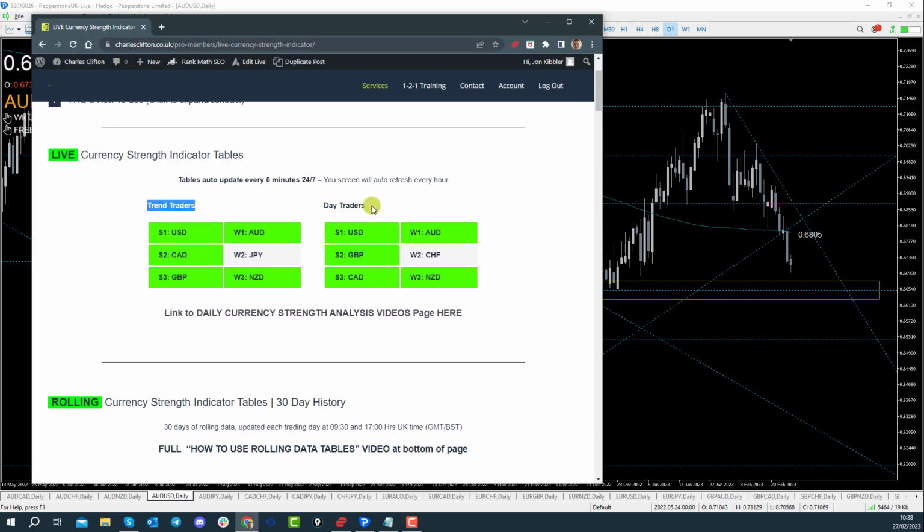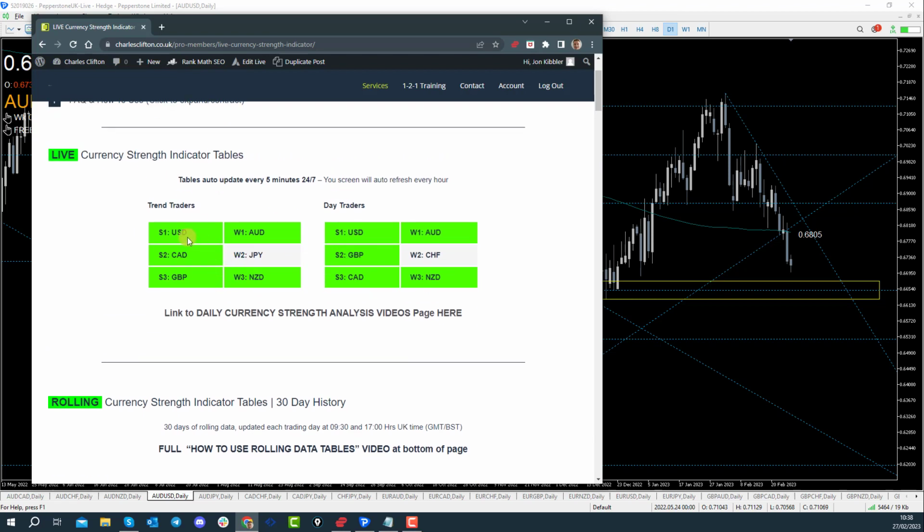We have the trend traders table and the day traders table. These tables are showing us the same studies but just highlighting different time frames. You can see here some of the currencies are highlighted in green. That means there is a confluence between these currencies and these time frames, where we'll be focusing our attention in these videos. The tables auto update every 5 minutes, 24/7, meaning that our members can see how the markets stand right now in real time.